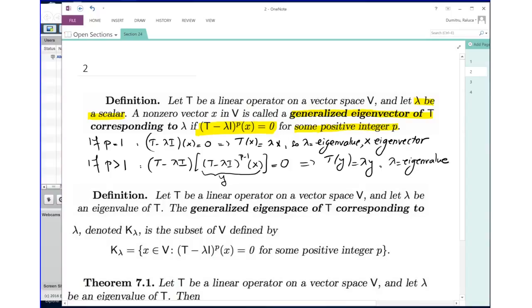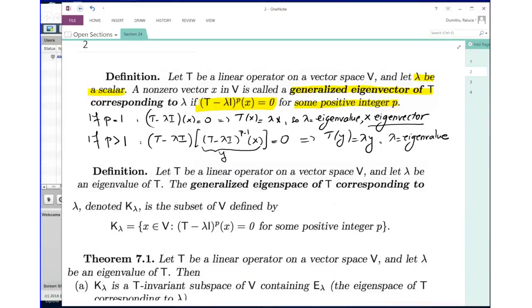So no matter what the value of p is, that scalar lambda will have to be an eigenvalue if x is what we define to be a generalized eigenvector. So pretty much lambda is an eigenvalue and x could be an eigenvector or more than that, right? So the eigenvectors are automatically part of the generalized eigenvectors, but there are more such vectors in there. Okay.